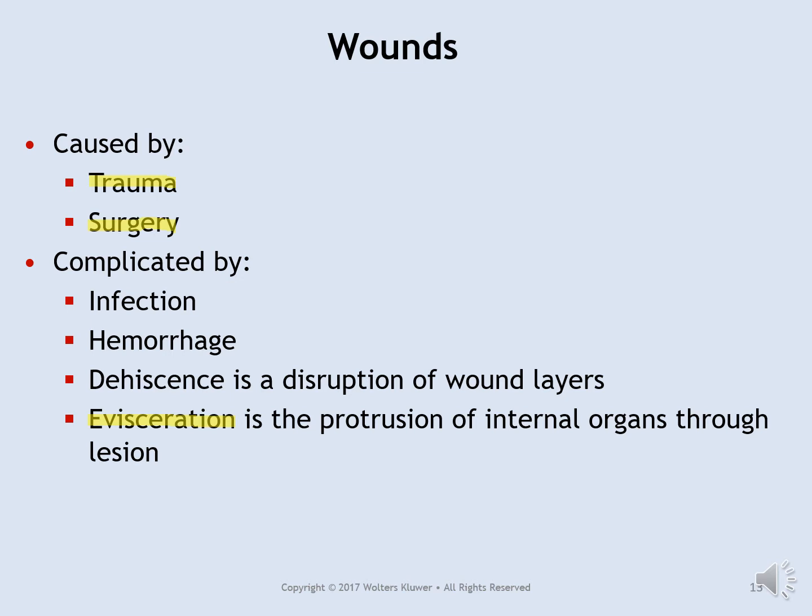Evisceration is an interesting word. It is when something protrudes through something else through a cut of some kind. And typically, when we're talking about evisceration, we're talking about a slice in the abdomen that allows the underlying organs to come out through the skin and muscle tissue and eviscerate out.